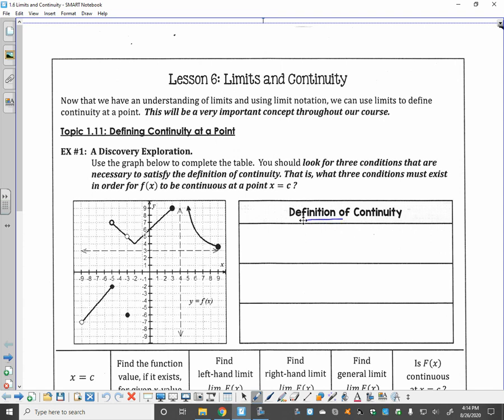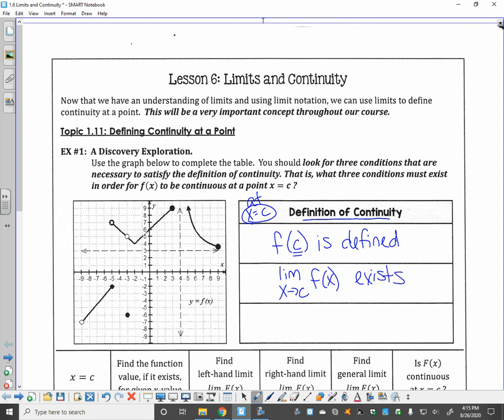So for something to be defined as continuous at a particular point, x equals c, then f of c is defined. So no asymptotes, no holes that aren't filled in somewhere else. It has to be defined. The function has to exist at that x value. The other thing that has to happen is that the limit as x approaches c of f of x exists.